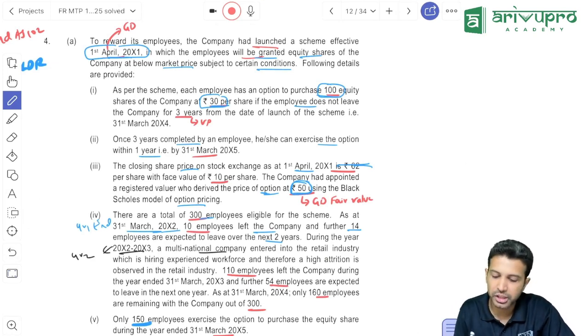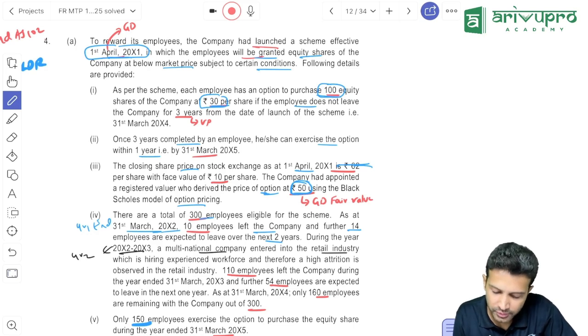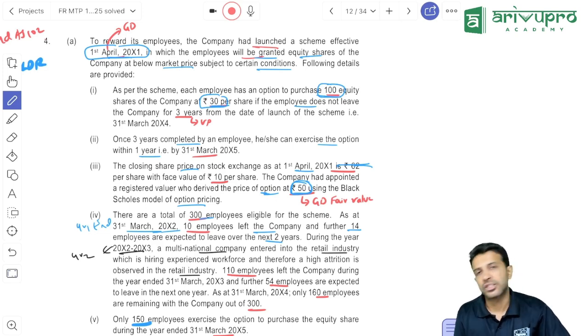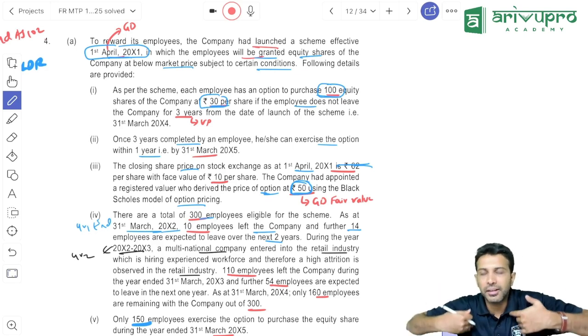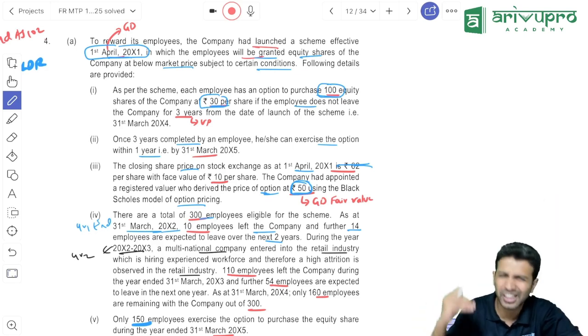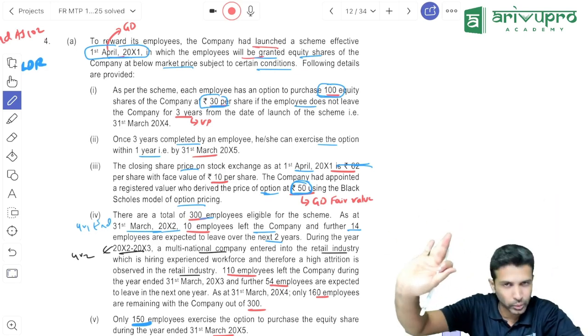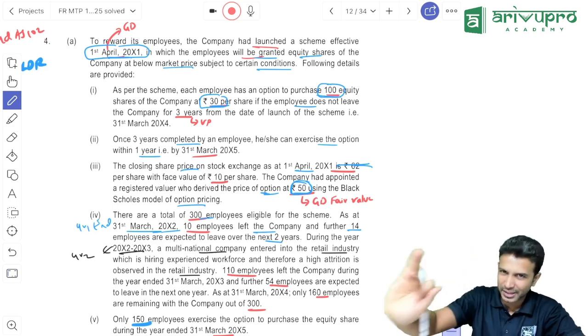A multinational company entered the retail industry, which is hiring an experienced workforce, and therefore high attrition is observed in the retail industry. Some MNC came offering probably a good package, so many people are leaving our company and joining that MNC. That's what they're trying to say. That's okay, we don't need all that. We want how many employees are expected to stay.